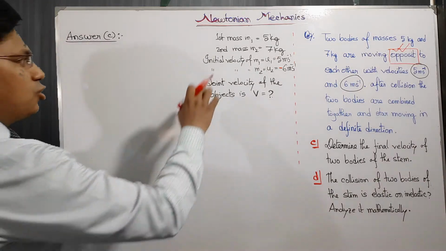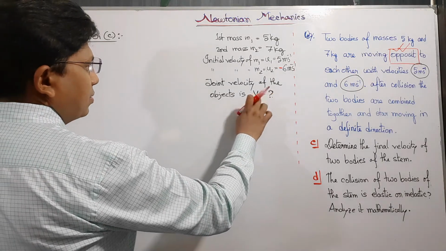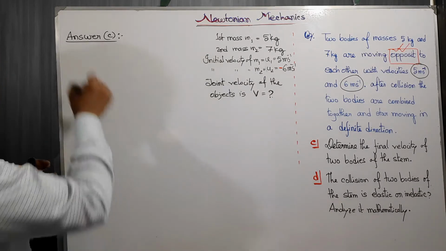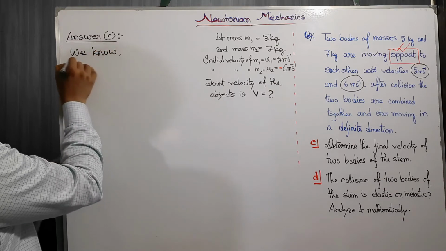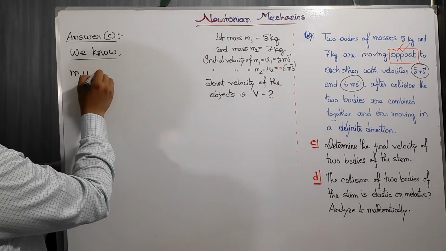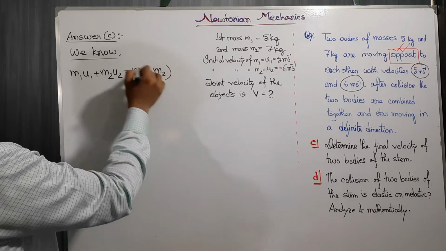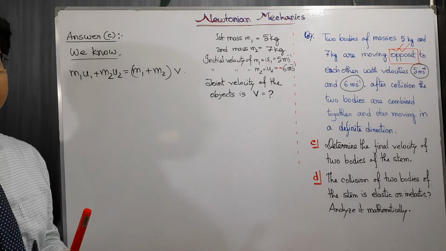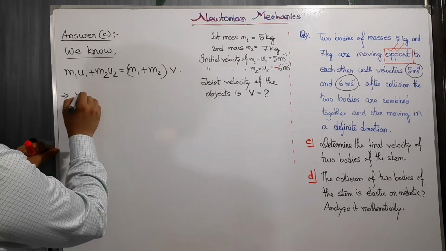Now we need to find the joint velocity of the objects, which we mark as v. We know the equation for this situation, the well-known momentum conservation equation: m1 u1 plus m2 u2 equals m1 plus m2 times common v, for the combined body situation and combined body velocity. So put the values after changing the side.